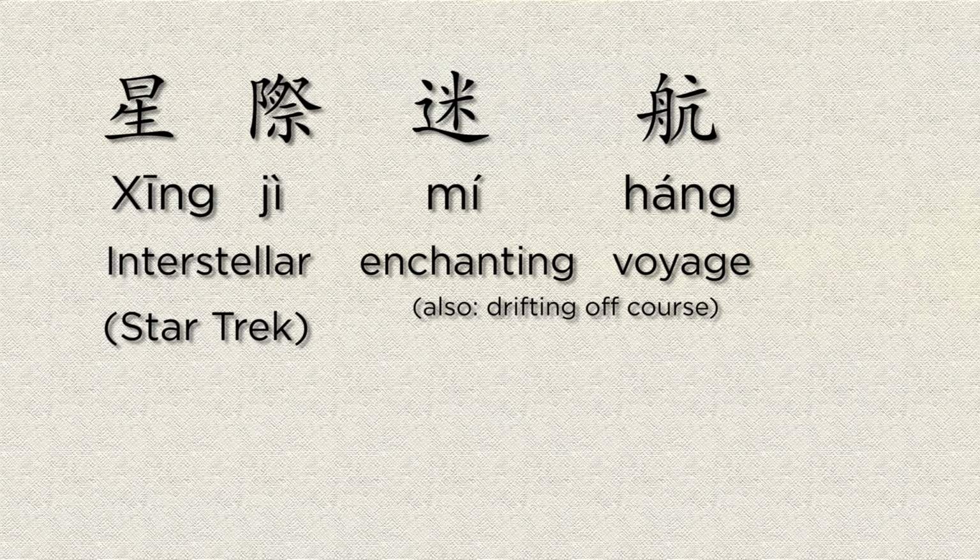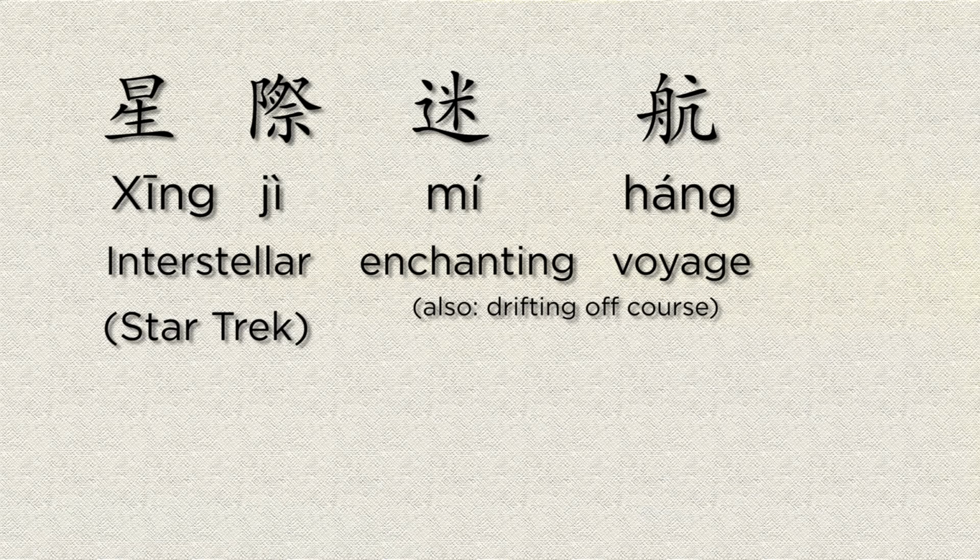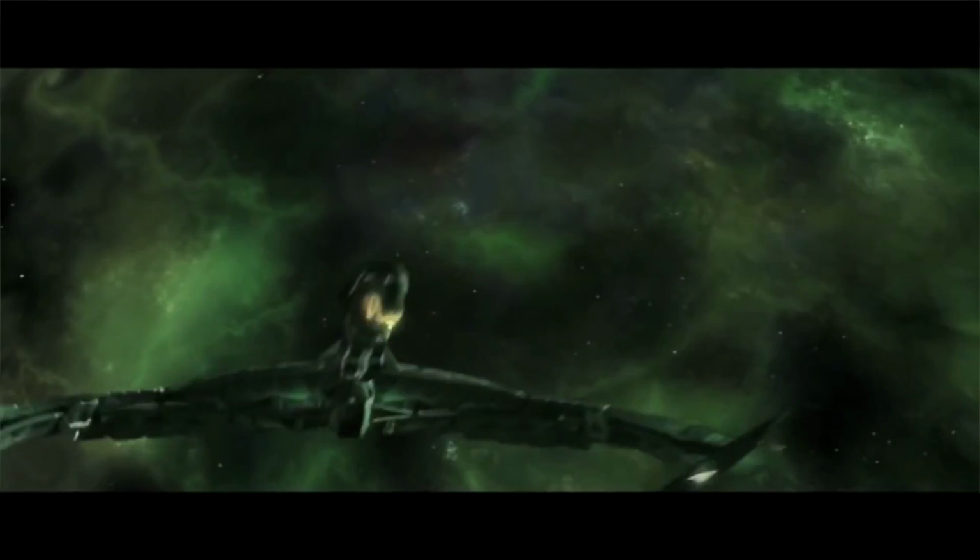That is 星际迷航, Star Trek. Now, this title wasn't translated literally because that would be like 星球践行, star hiking. They translated it as 星际迷航. 星际, as you know, means interstellar. 迷航 means a kind of enchanted voyage. In another context, 迷航 can also mean a ship that's gone off course.